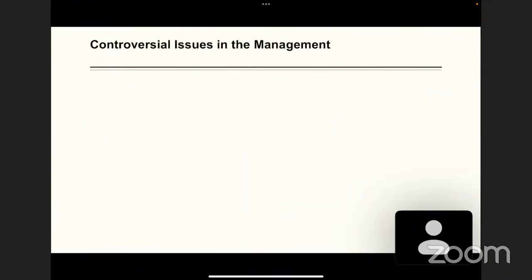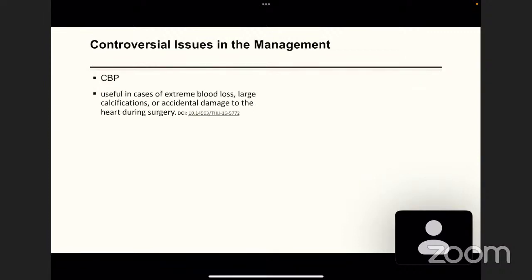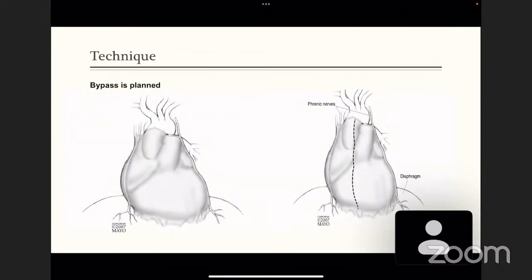Another controversial part is the cardiopulmonary bypass. Some of the surgeons have, I would say, a low threshold to use cardiopulmonary bypass because of the complication of the bypass itself. However, it can be very useful in cases of extreme blood loss, large calcification, or in case there is an accidental damage to the heart during the surgery.